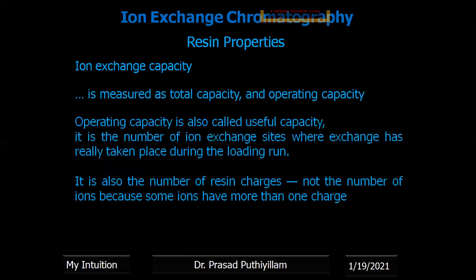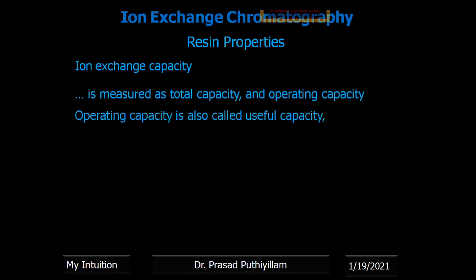Whereas in practice, we get the operating capacity. Operating capacity is also called the useful capacity. It is the number of ion exchange sites where exchange has really taken place during the loading run. Or it is also the number of resin charges, as the number of ions and the charge may not be the same, since some ions have more charges. The useful capacity is the number of functional groups which are actually used for the ion exchange reactions.